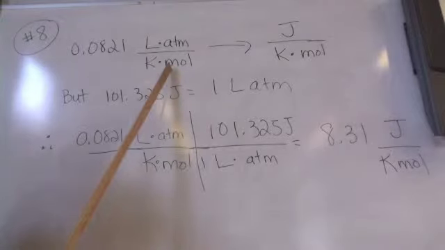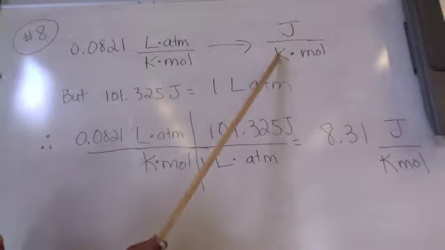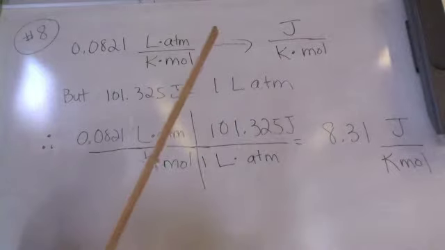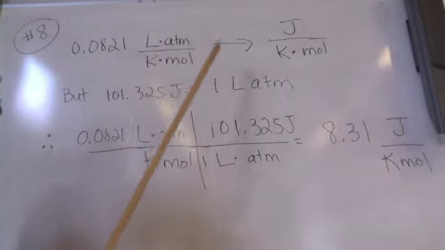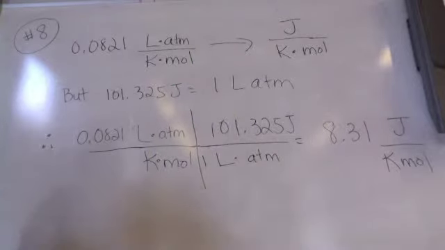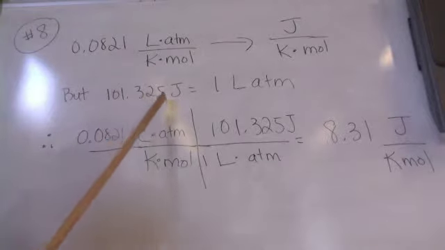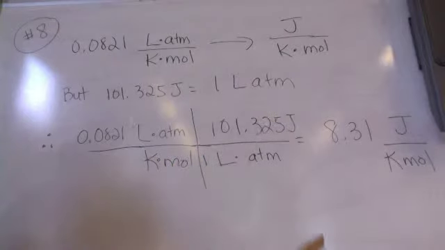Okay, this unit I want to change such that it is J for joules per Kelvin and mole. So you analyze it, you look at it, the only thing that you want to change is the numerator. The denominator is going to stay the same. On your formula sheet, I've got a conversion: 101.325 J, or joules, equals 1 liter times atmosphere.